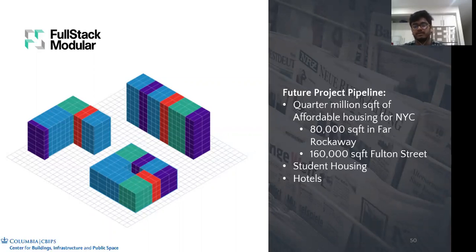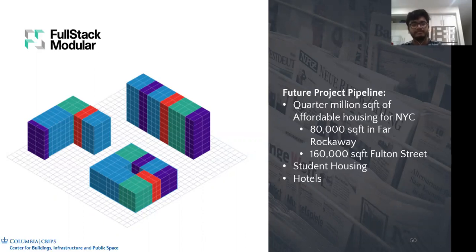So in the future project pipeline, the first one is 250,000 square feet of affordable housing for New York City in collaboration with the New York City Housing Authority. Out of this, 80,000 square feet is in Far Rockaway and 160,000 square feet is in Fulton Street. They are also focusing on student housing and hotels in their future projects, so they are making their design library for that.